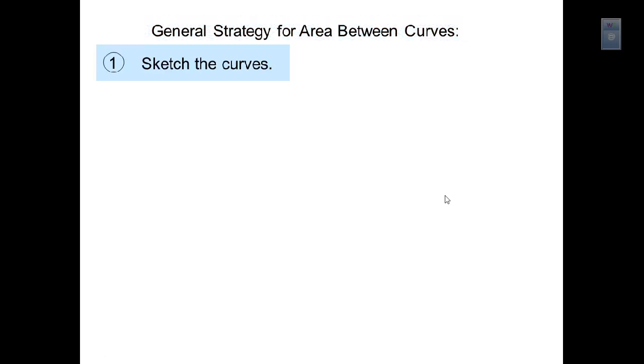All right, so the general strategy to find the area between curves is you want to first sketch the curves. If you do not already have a sketch provided to you, you want to sketch the curves. Most of the problems that they're going to have, that you're not going to have a graphing calculator for, you're going to be able to sketch them rather easily.